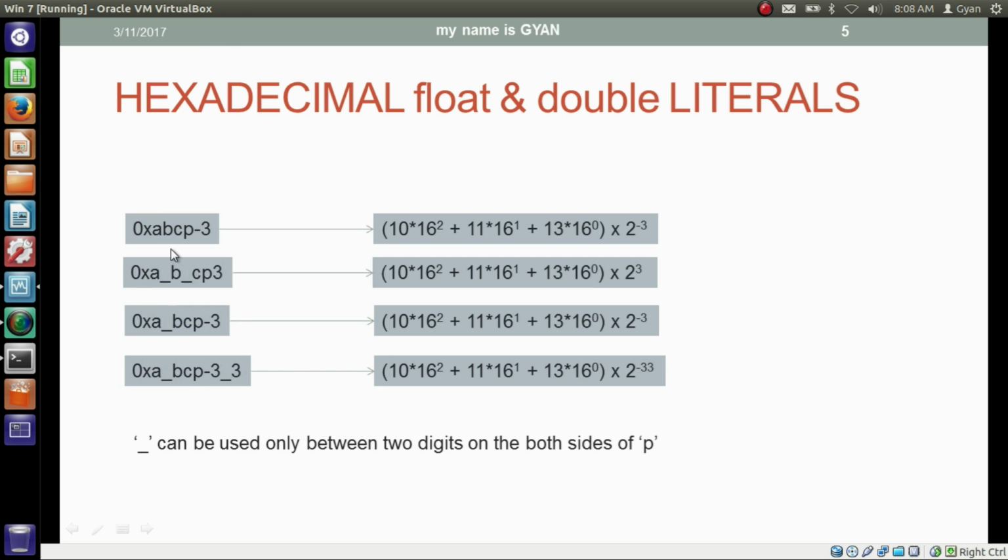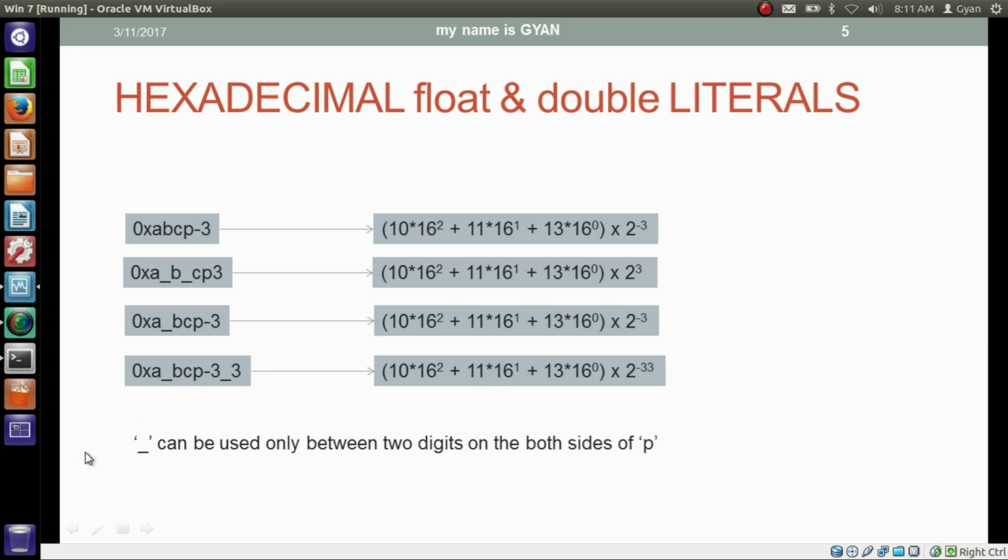All these examples are valid examples of hexadecimal float and double literals. And we converted ABC P-3 to the corresponding decimal. We can use any number of underscores between hex digit of the significant part. And the decimal equivalent to this literal can be calculated like this. These two literals, first and third literals, represent the same decimal. Underscore does not matter here. We can use any numbers of underscores between the decimal digits of exponent parts, and this literal results to this decimal.